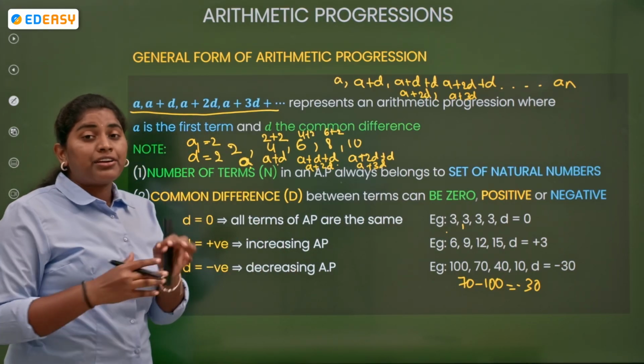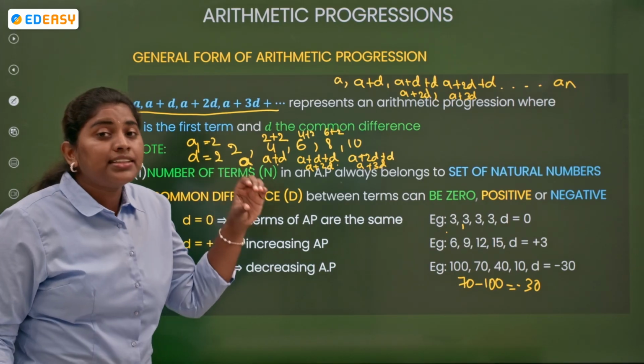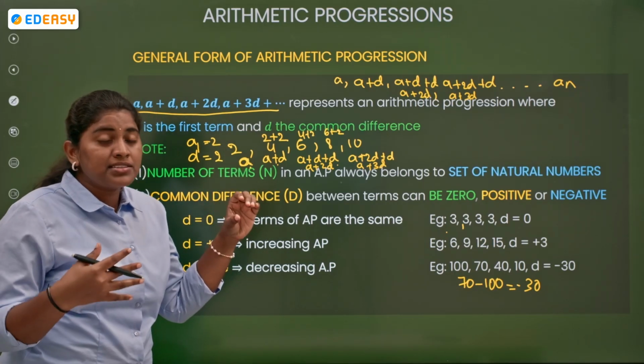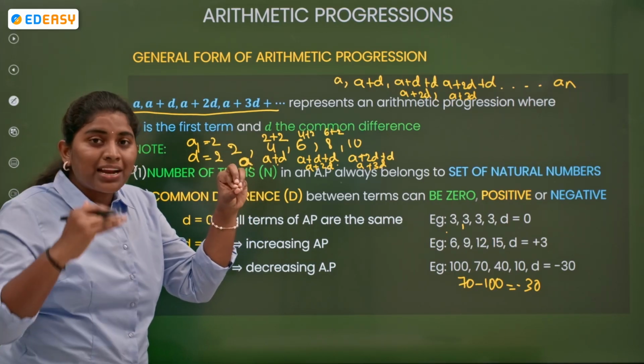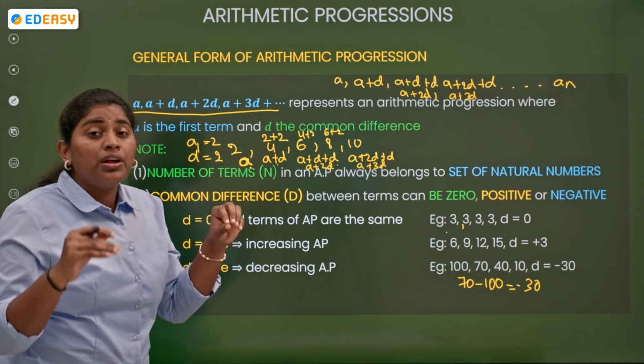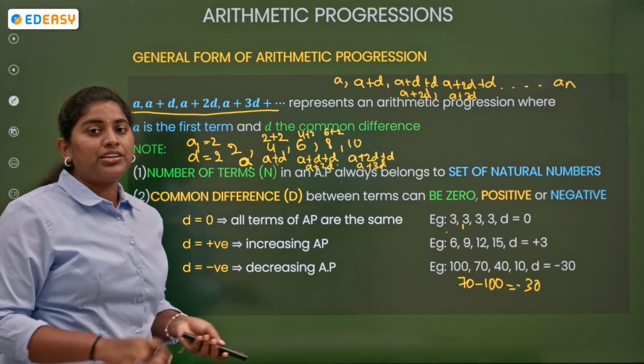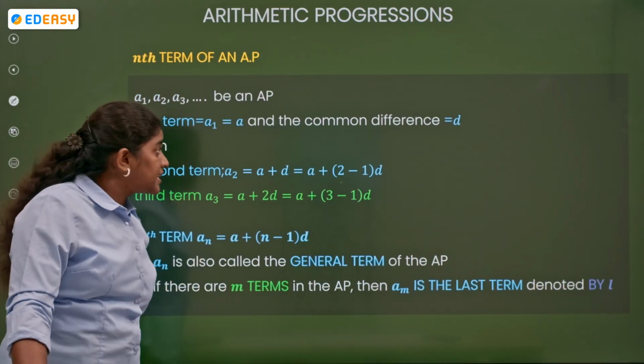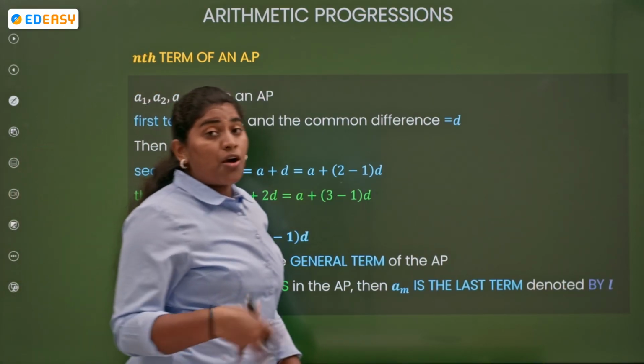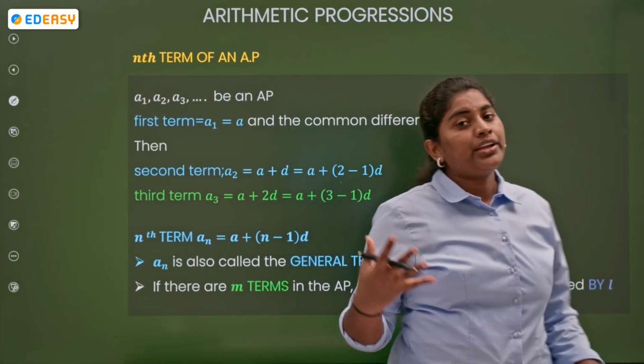And for a number, if you are adding a negative number, what happens? From that number you are subtracting the number, so now the AP value will be decreasing. Understood? Now moving to the next, how to find the nth term of an AP.